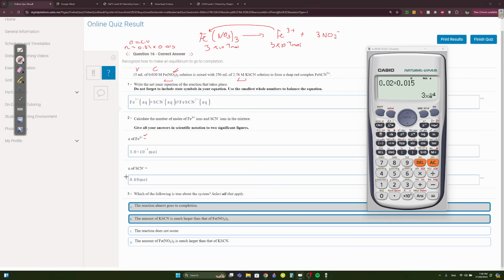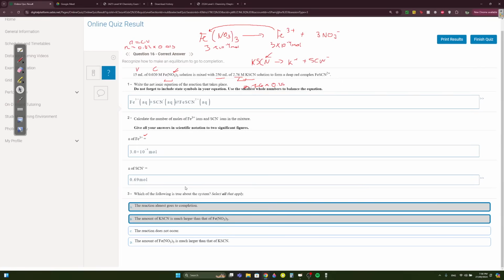Now SCN, the same thing. KSCN dissociates to K plus and SCN minus. State symbols aren't required, we just want to see the coefficients. They all have the same coefficients, so they're going to have the same moles as KSCN. KSCN has a concentration of 2.76 times 250 milliliters, 0.25. Okay, 2.76 times 0.25, 0.69 mole.